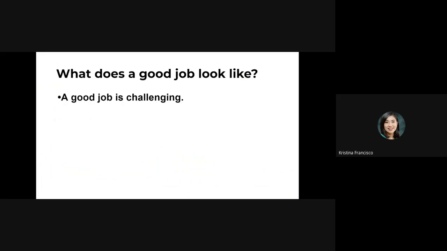A good job is challenging. Why is a good job challenging? It pushes you to grow and develop new skills. It is also meaningful. Why meaningful? Because your work has a purpose beyond just earning a paycheck. We also have that a good job is varied. Variety is essential to keep things interesting and engaging.